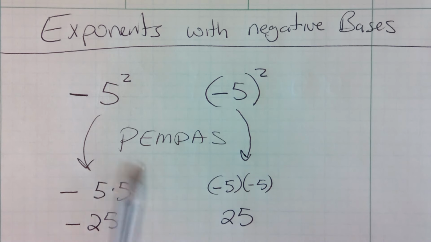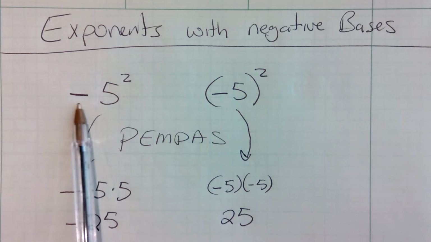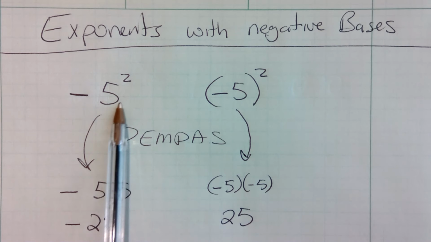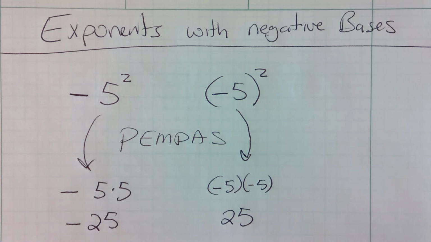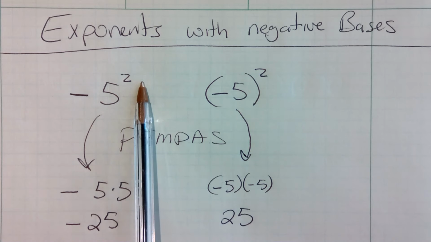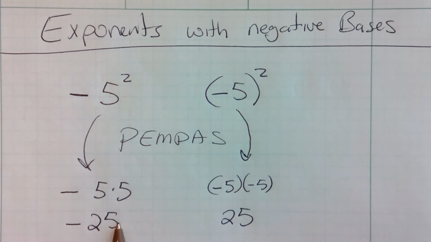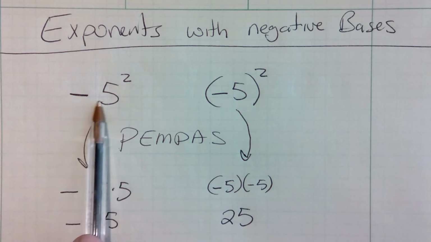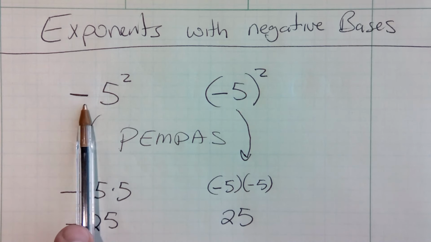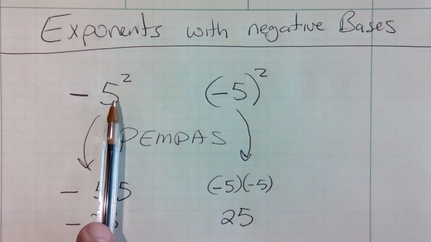So do you see how if the negative is not in parentheses, we don't do the negative, we leave it in front of the 5 squared. We do the 5 squared without the negative. A lot of students look at this and instantly think, oh, that's a positive 25 because it's a negative times a negative. Well, it's not.